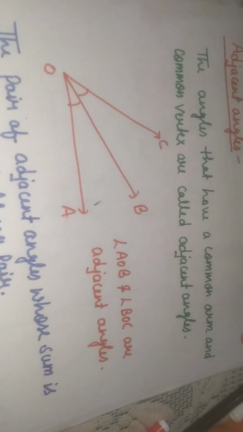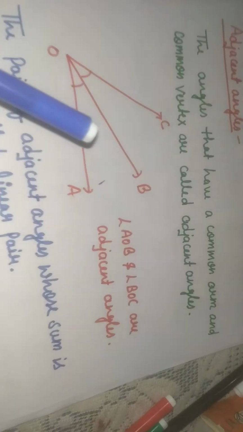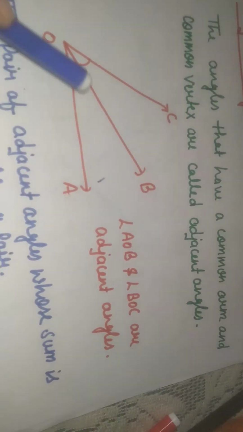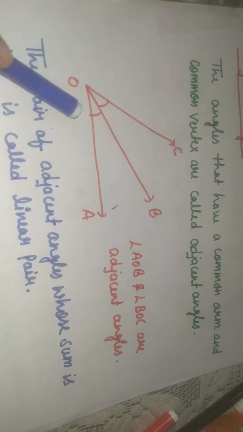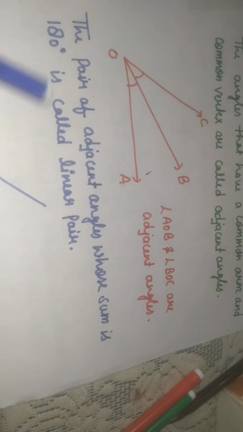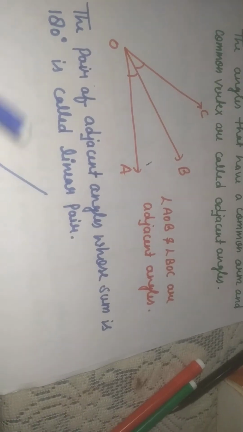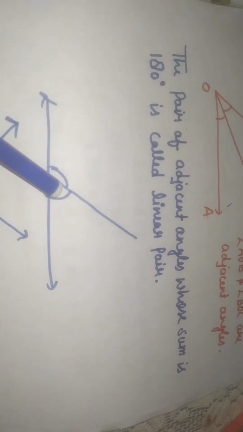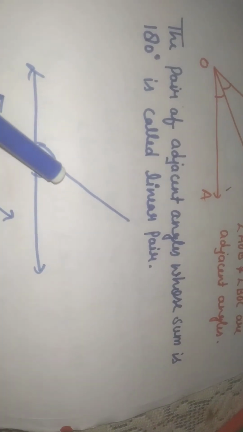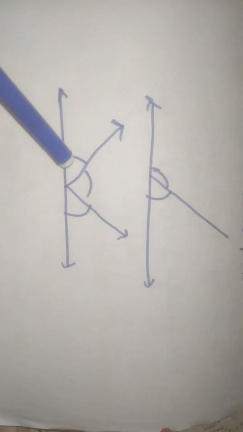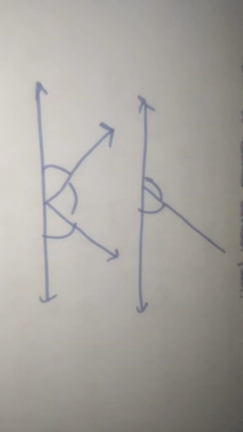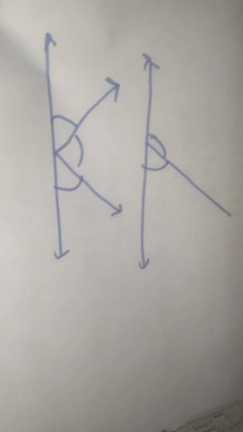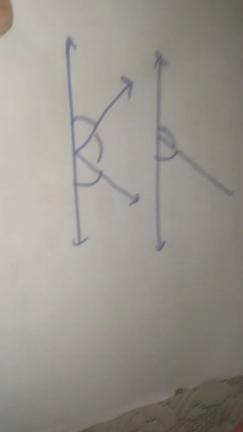If two angles have a common arm and the same vertex, then they are known as adjacent angles. And the pair of adjacent angles whose sum is 180 degrees is called a linear pair. Look here. They are two adjacent angles forming a line, therefore they are linear pairs. If we have three angles like that, they are also forming a line. So the sum of linear pair of angles is 180 degrees.